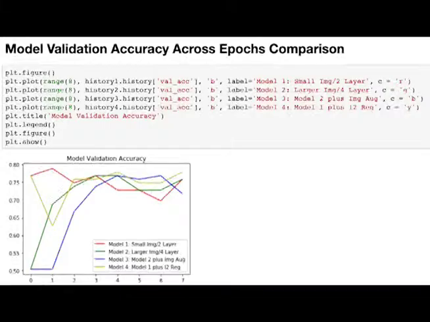The average validation accuracy and test accuracy percentage is in the upper 70s across all models, reaching as high as 80%.